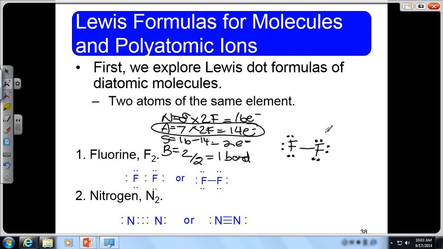All right, so if we count around, 2, 4, 6, 8, 10, 12, 14. Everybody see that? All right, that matches up. We have one bond, 14 electrons, and there you go. There's the structure.